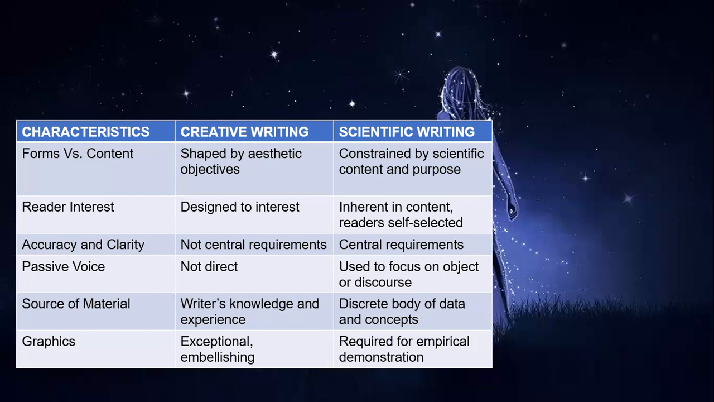When it comes to accuracy and clarity, it's not really a central requirement in creative writing, since it's an imaginative type of writing, meaning it's fictional. So it could be a story, a love story, which is not really true, but if you want to write about it, you can vividly describe something which is not really true or real.